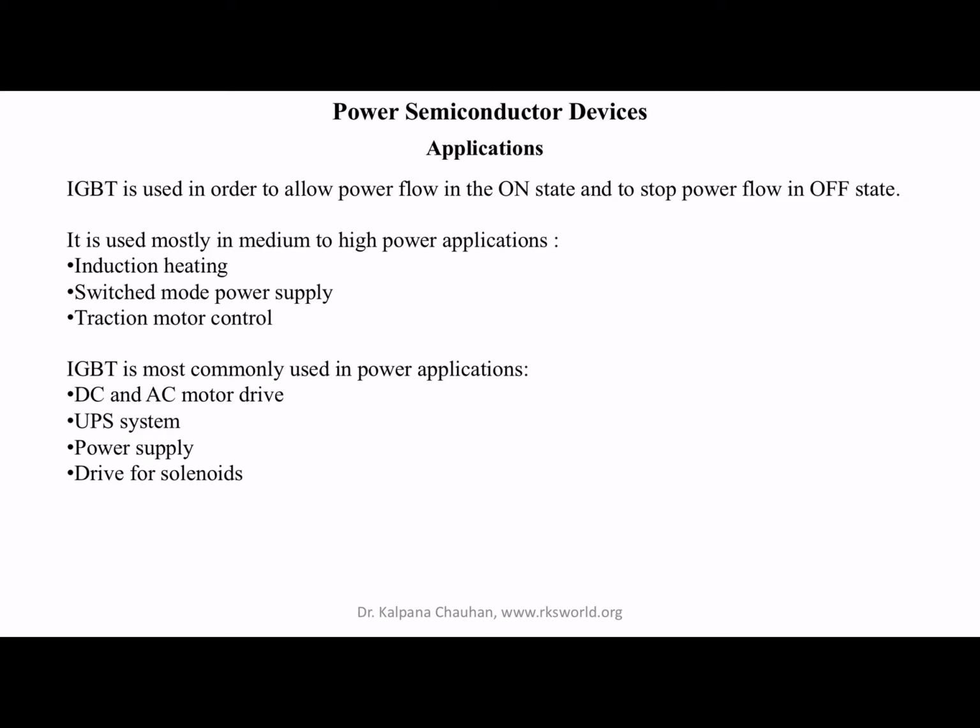There are many applications in which we can use the IGBT. IGBT is used in order to allow power flow in the on state and to stop power flow in the off state. It is used mostly in medium to high power applications such as induction heating. For switching mode, we can use it in switching mode power supply and traction motor control. IGBT is most commonly used for power applications, in DC and AC motor drives, UPS systems, power supplies, and also to drive solenoids.